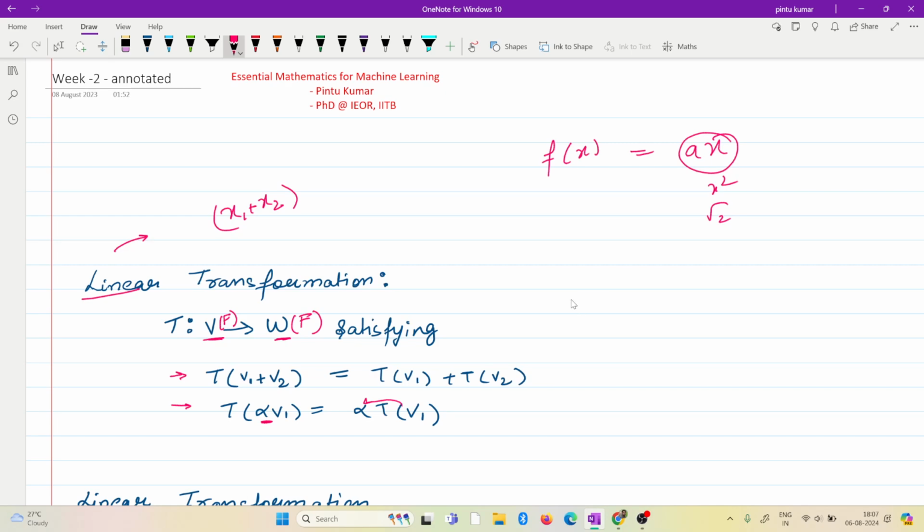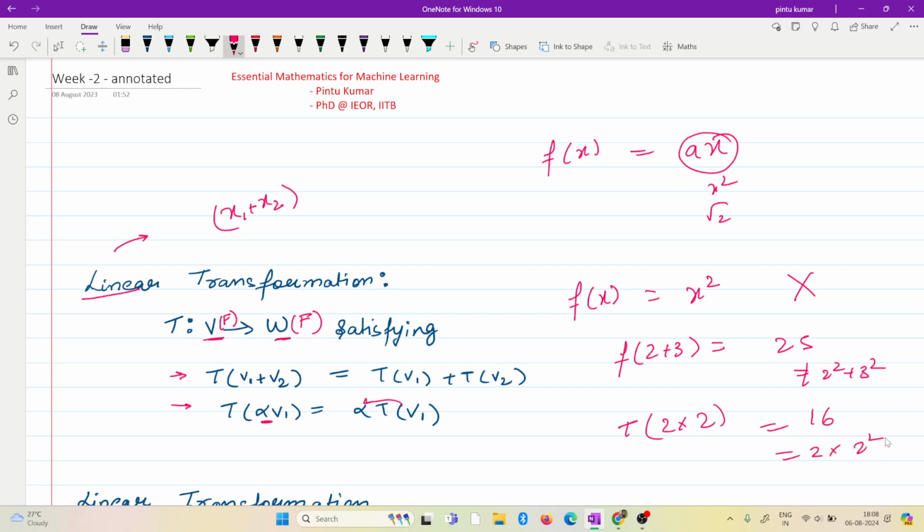So let's take a counterexample. Let's say f of x is equal to x square. This is not a linear transformation because it doesn't satisfy either of the two properties. If you calculate f of 2 plus 3, this is 5 square, which is 25, and this is not equal to 2 square plus 3 square. Also, if you take 2 into 2, this is 4 square, 16, which is not equal to 2 multiplied by 2 square. So x square is not a linear transformation.